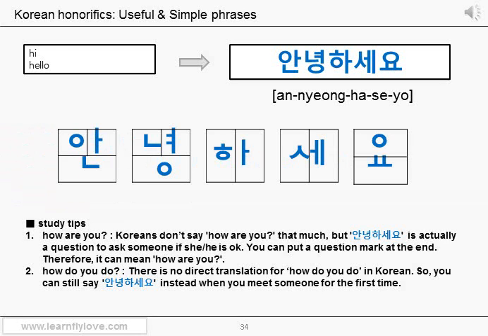안녕하세요. Then how do we say how are you in Korean? Koreans don't say how are you that much, but 안녕하세요 is actually a question to ask someone if she or he is okay. So you can put a question mark at the end so that it can mean how are you. We have another how are you type of question in Korean, but let's not learn it here because we don't use it that much. Then how do we say how do you do in Korean? There is no direct translation for how do you do in Korean. So you can still say 안녕하세요 instead when you meet someone for the first time.